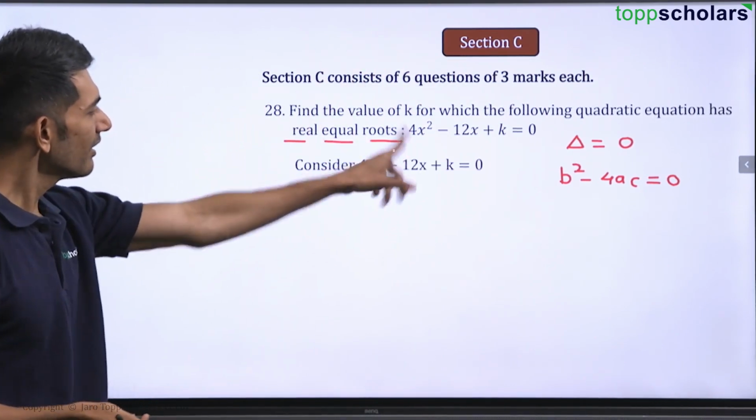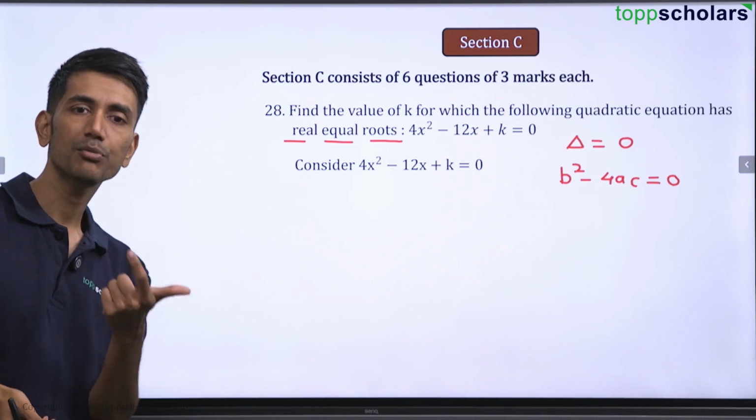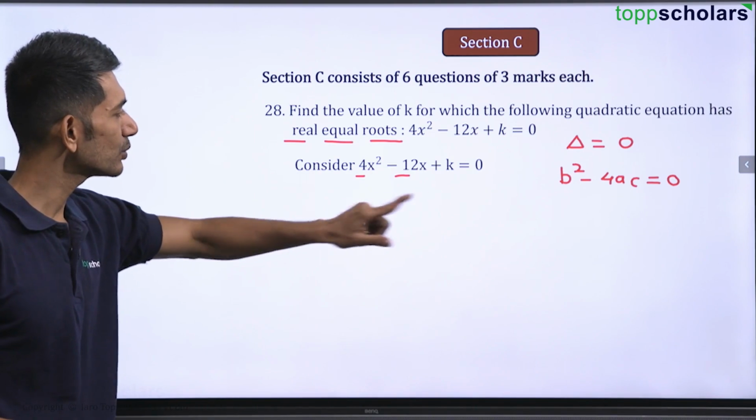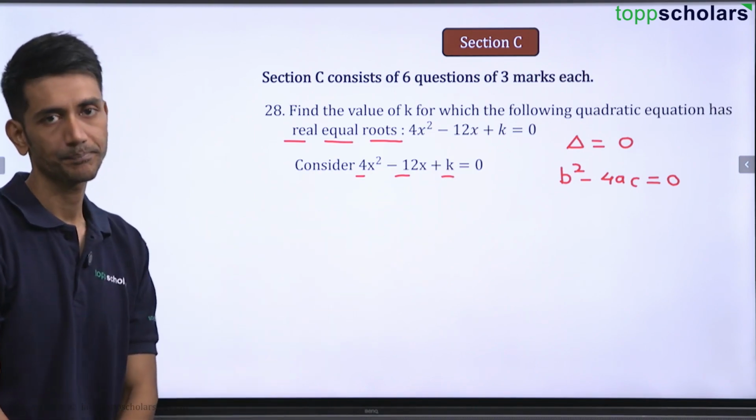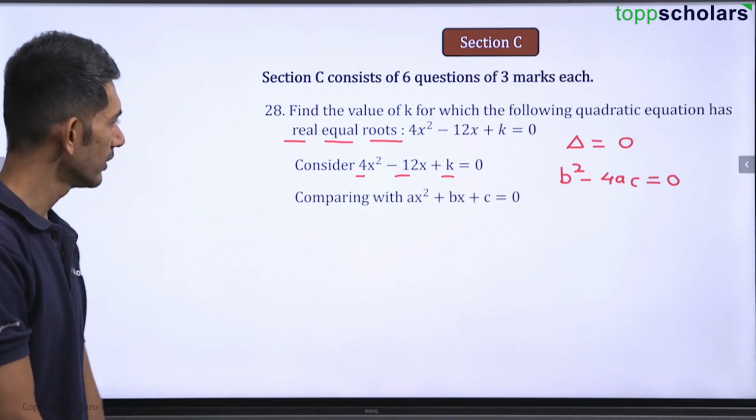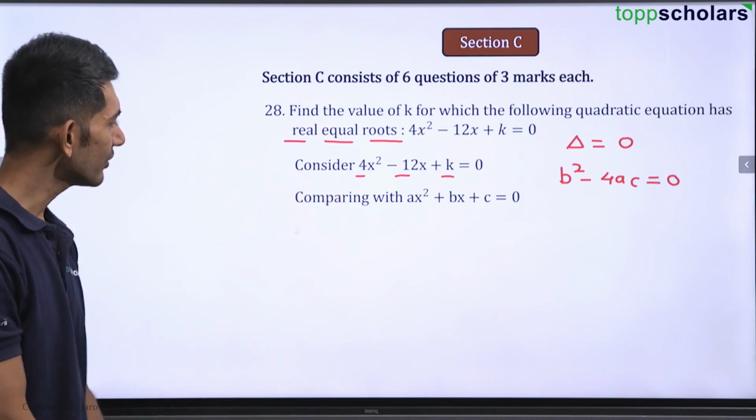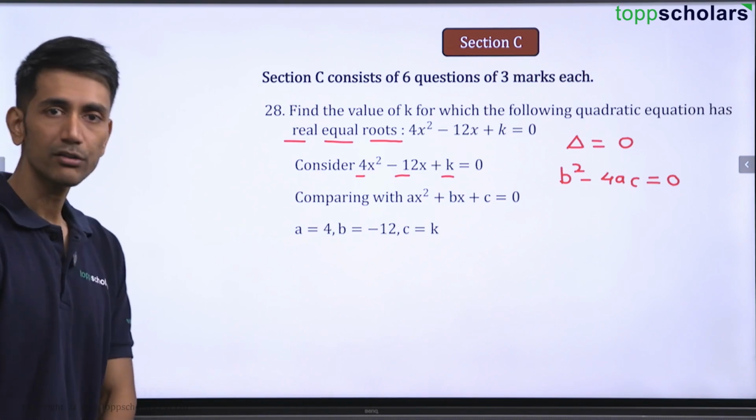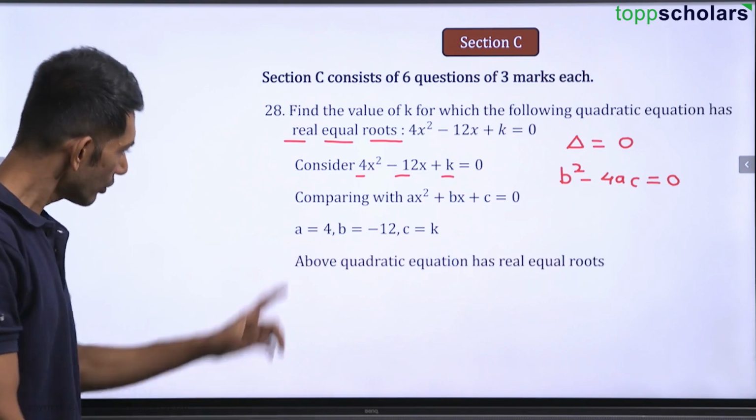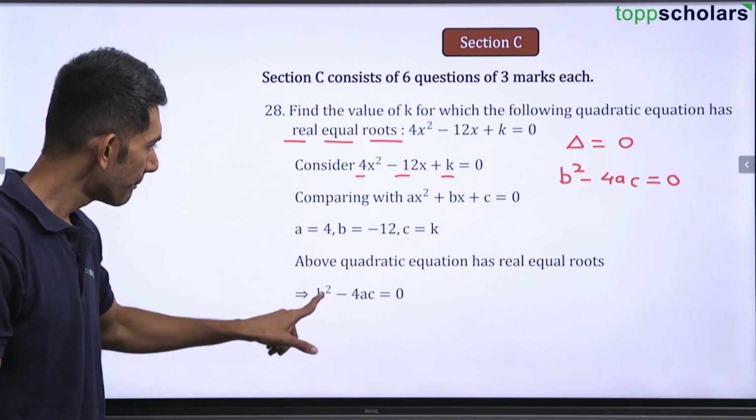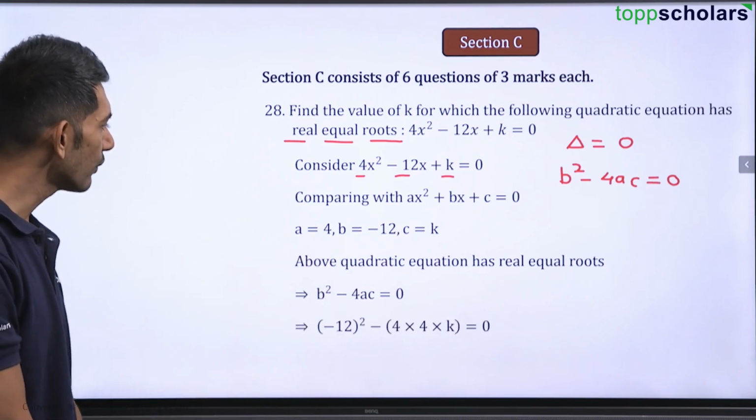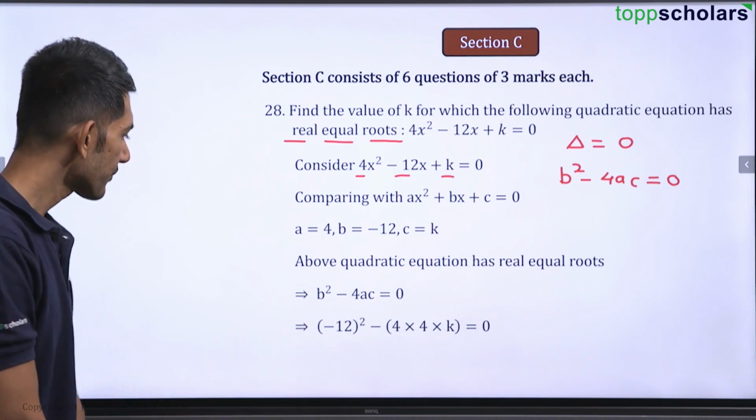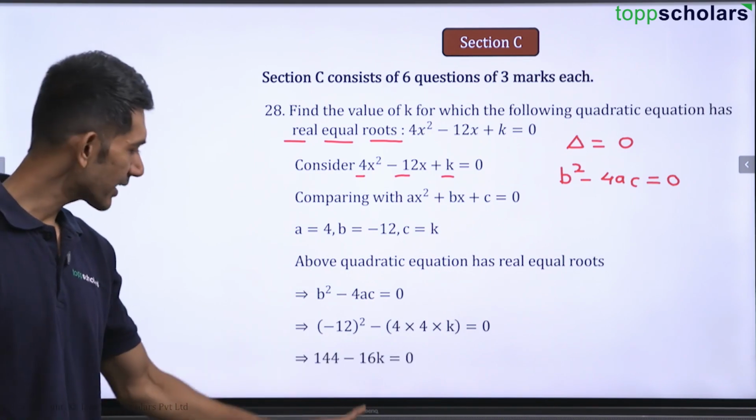Firstly, you compare this with ax square plus bx plus c is equal to 0. A is 4, b is minus 12, c is k. Correct? So after comparing, can I say a is 4, b is minus 12, c is k. So b square minus 4ac equal to 0. So we'll write down minus 12 square minus 4 into k is equal to 0. So that is 144 minus 16k is equal to 0.